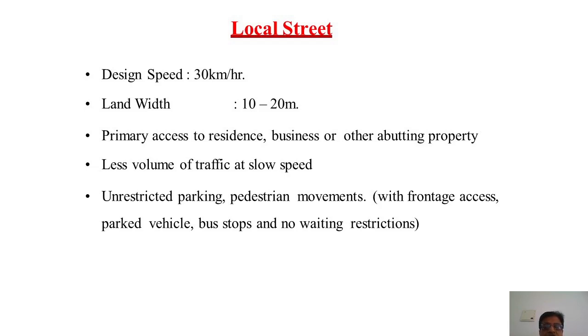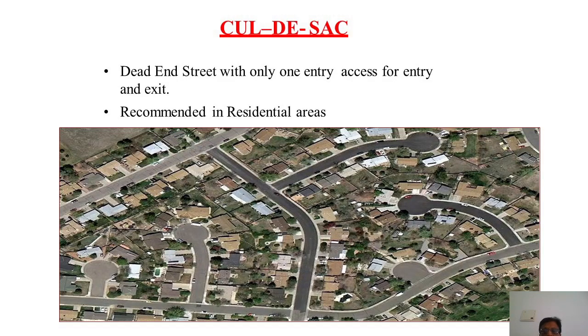Unrestricted parking, pedestrian movement with frontage access, parked vehicles, bus stops, no waiting restrictions. So you can park your vehicle, pedestrians can also walk and cross the road. All those things can happen in these local streets. Another important one, right? Cul-de-sac street. Here is a beautiful picture of a cul-de-sac street.